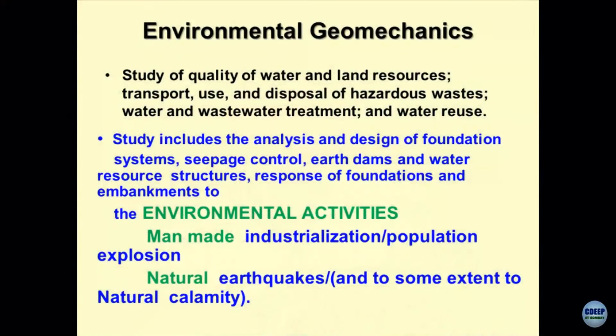So, if I sum up whatever I have discussed until now, environmental geomechanics is a branch of engineering and technology where mainly we study the quality of water and land resources, because these are the basic requirements for the sustenance of life. We always try to find an optimal solution between the different constraints which I have discussed in the previous lectures. Another activity in which environmental geotechnologists are involved is the transport, use and disposal of hazardous waste, and then the treatment of waste water and water.